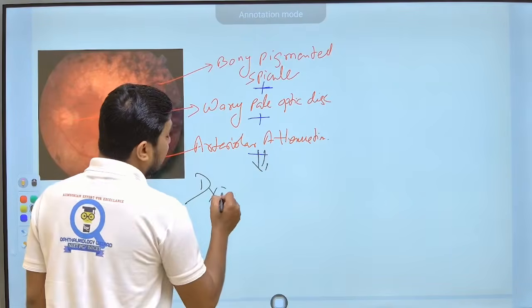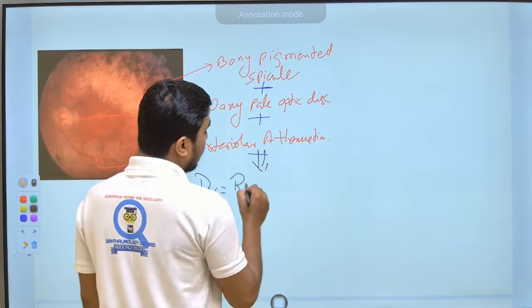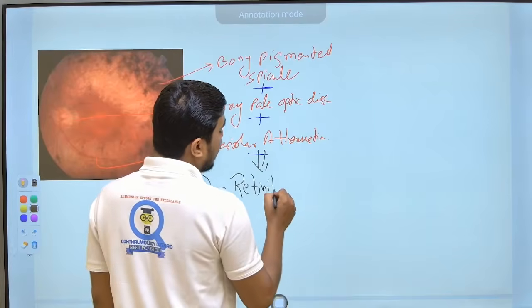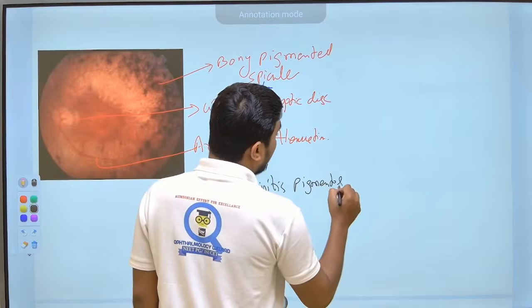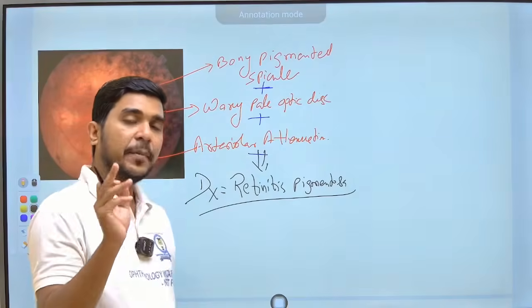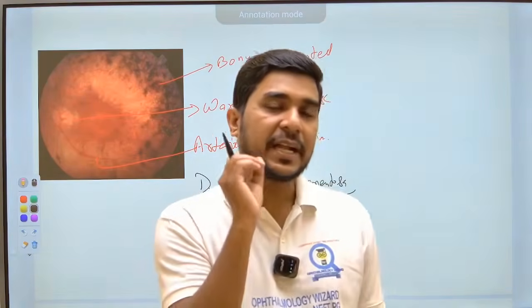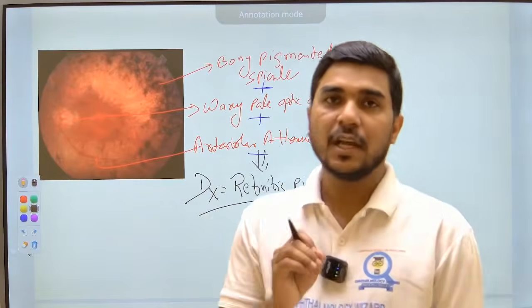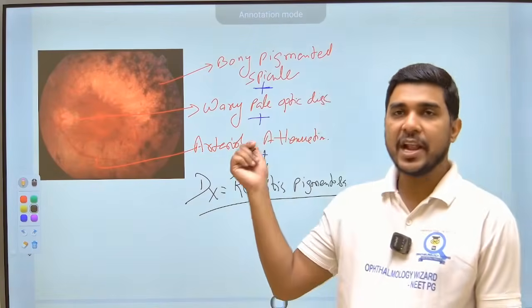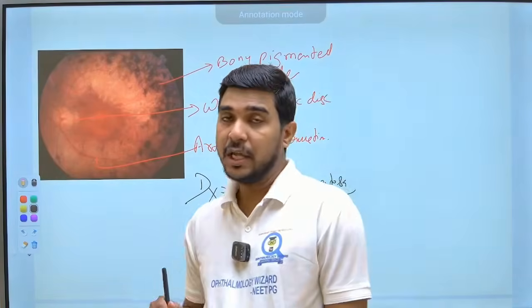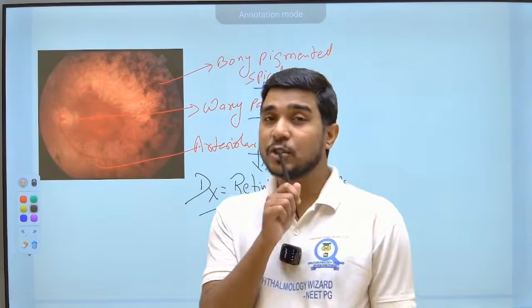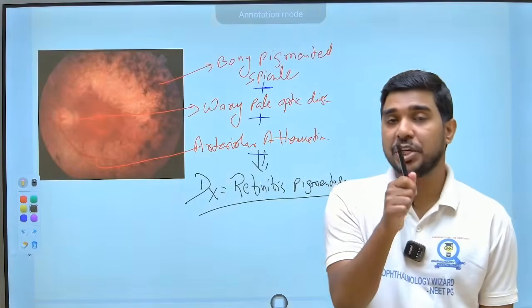The diagnosis is retinitis pigmentosa. Retinitis pigmentosa is a triad of three things: pale waxy disc, bony pigmented spicules, and arteriolar attenuation. What you need to understand here is the most common syndromic association of this.